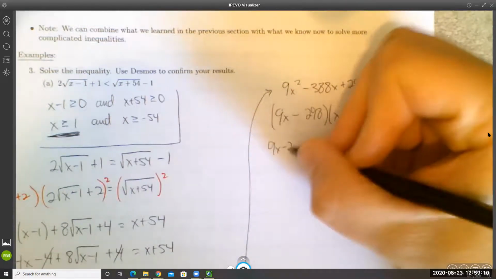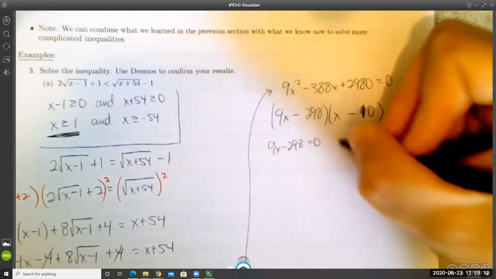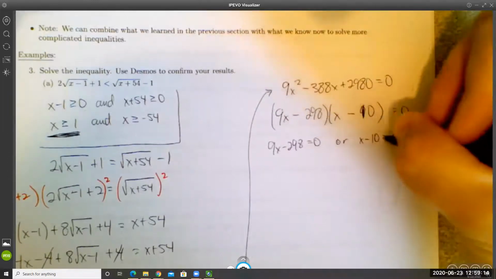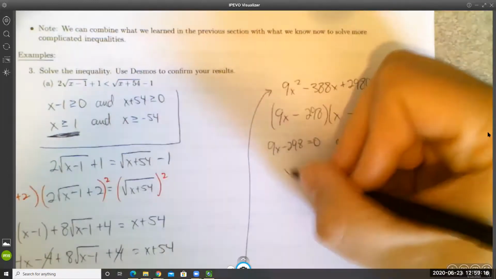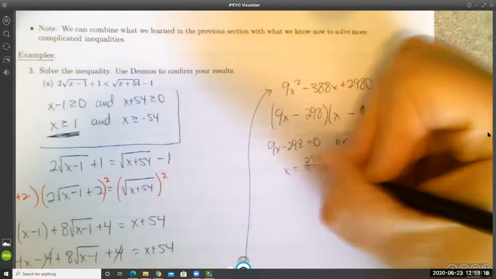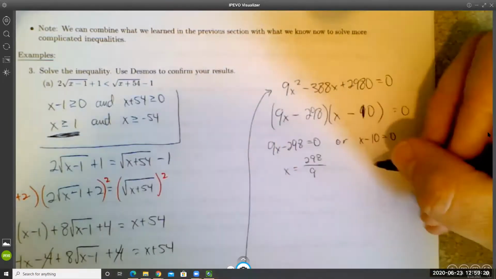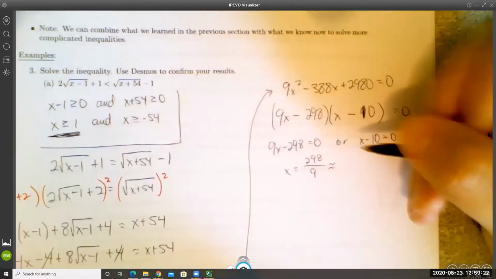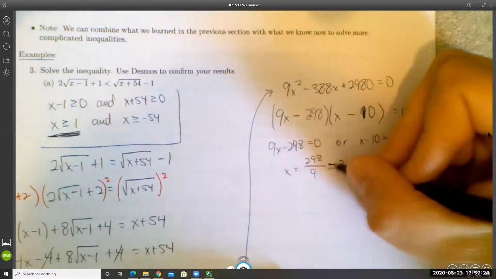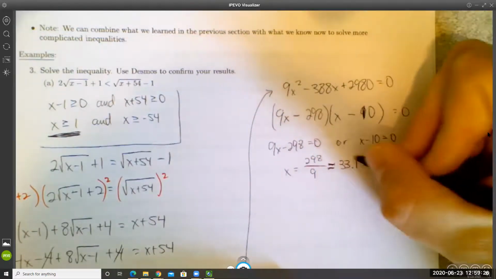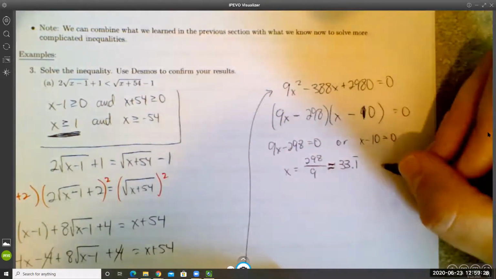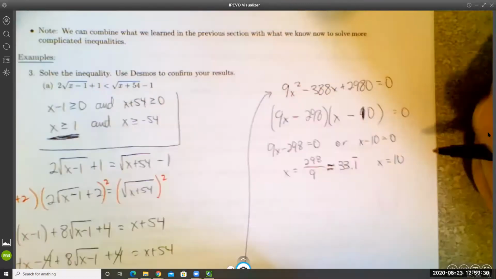So now to finish solving, I would say 9x minus 298 is 0, or x minus 10 is 0. So that means x is 298 over 9, which is approximately 30. Well, it's exactly equal to 33.1, repeating forever. And then x minus 10 equals 0 would imply that x equals 10.